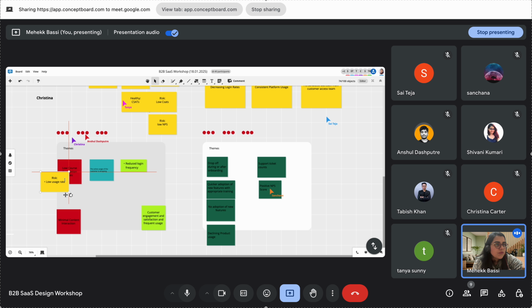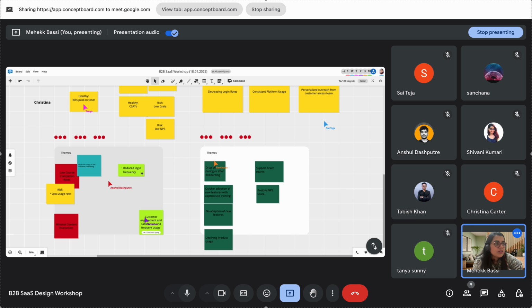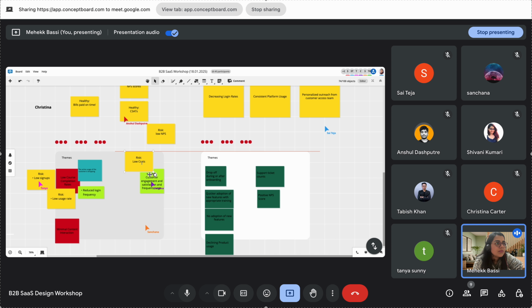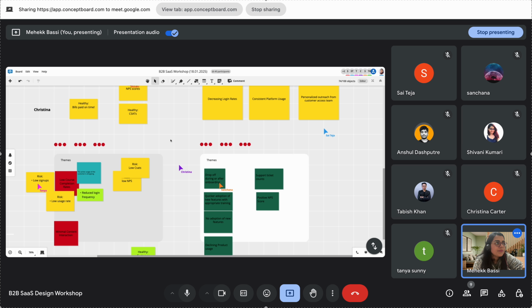I think this can be moved with this one: low completion rate, low usage rate. The active usage of the customer is dropping can also come next to it. Reduce login frequency. Yep. Low CSAT, low NPS. Okay. This can be again together: low CSAT, low NPS, customer engagement, satisfaction, healthy CSAT, and healthy. Yeah, right.